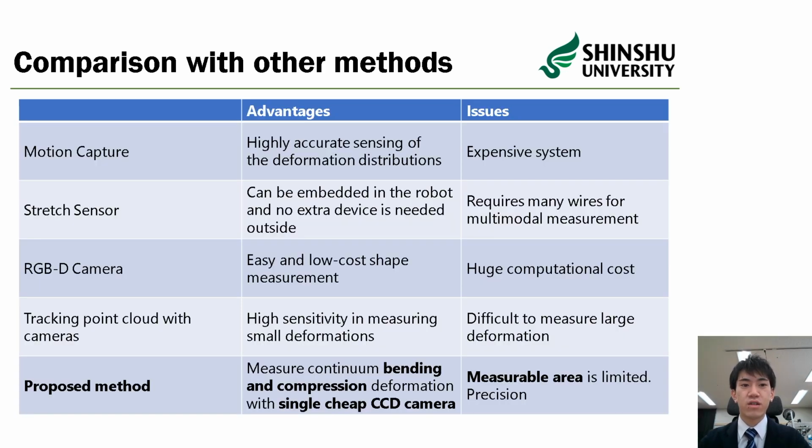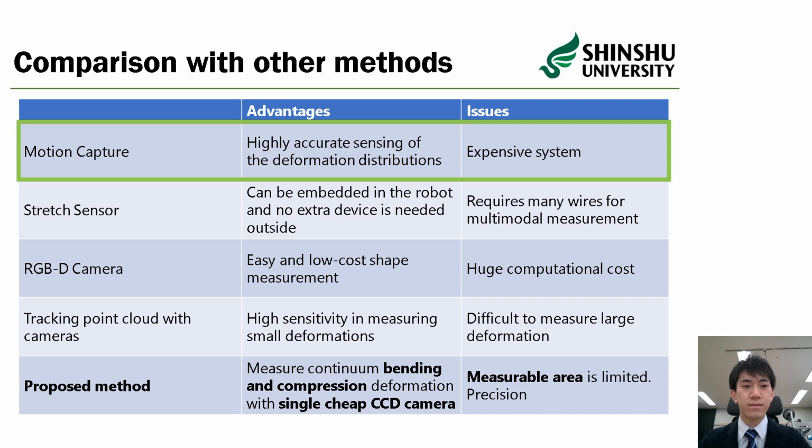The following is a comparison between our method and others. There are several ways to measure motion of soft-bodied robots. The most famous and popular one is motion capture, whose advantage is highly accurate sensing of the deformation distributions, but the system is expensive with its issues.